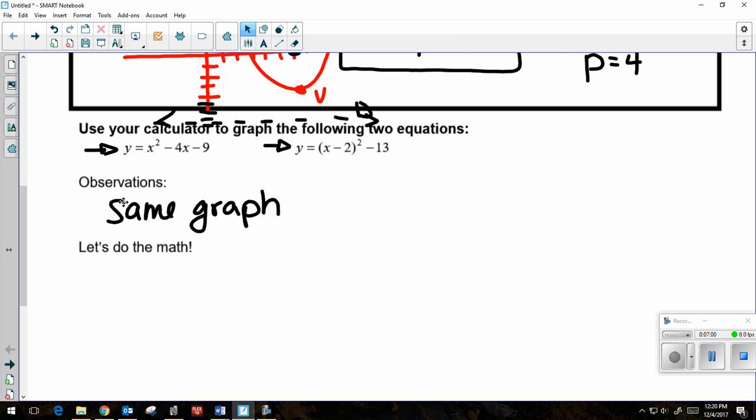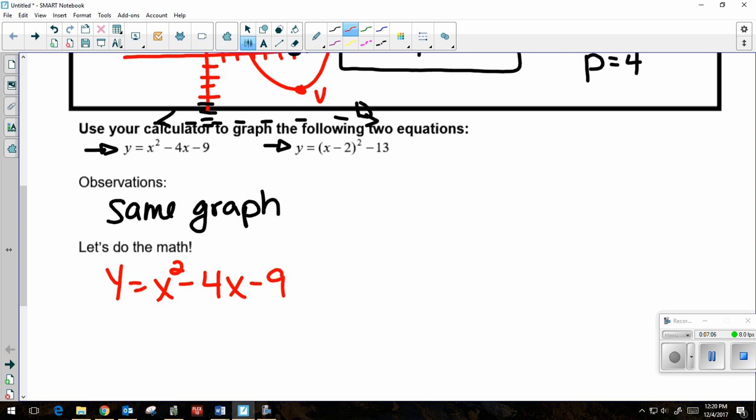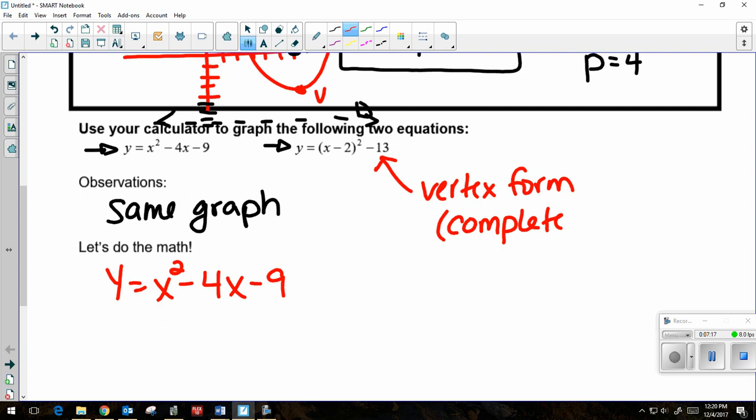So I'm going to start with that original equation, y equals x squared minus 4x minus 9. And this is what we're going to end up with. This is vertex form or completed square form. And the reason it can be called completed square form is because you're going to complete the square in order to put it into this form.